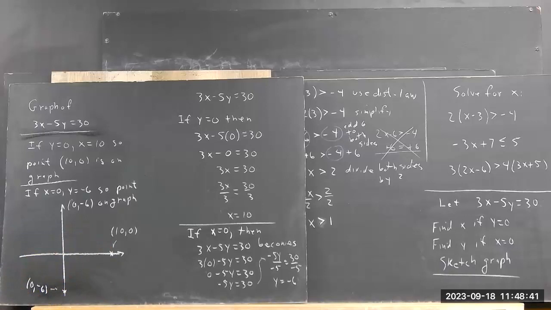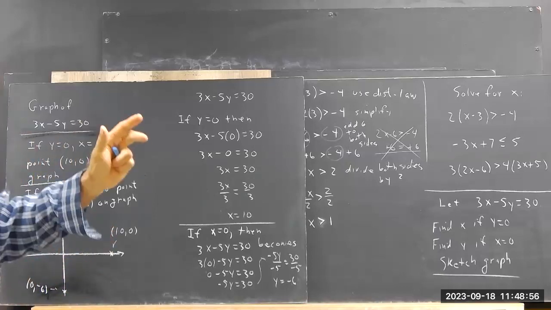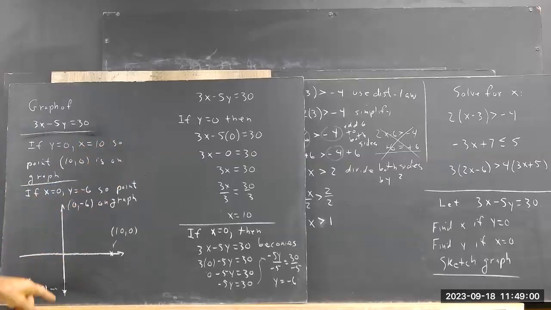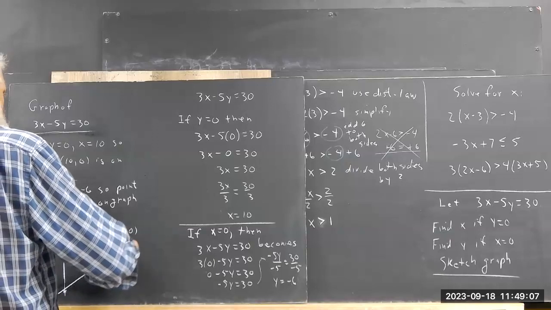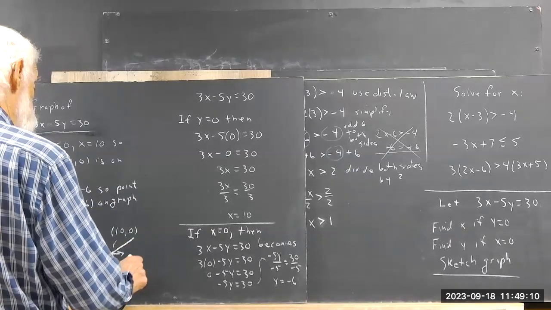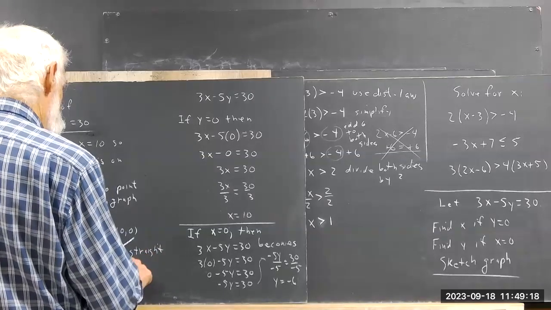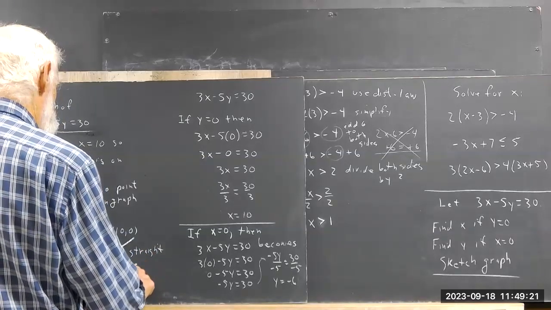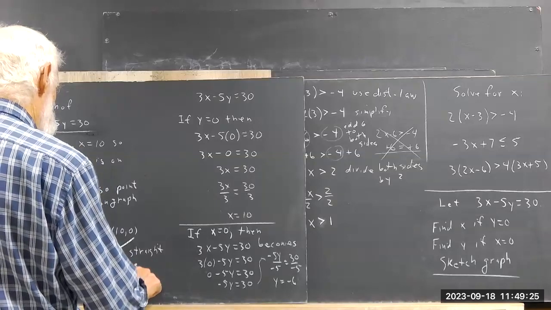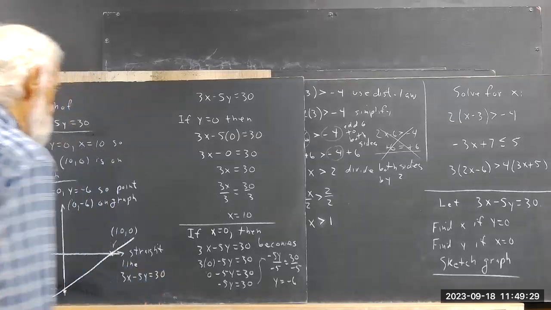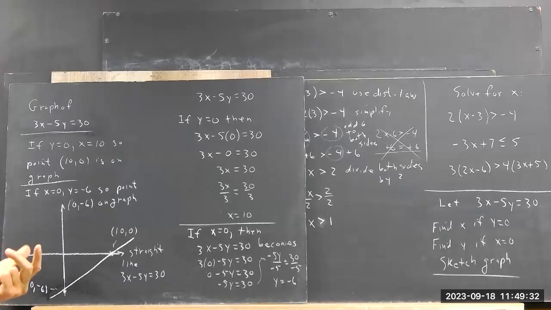Now I've got 2 points on the graph, and it turns out that this is the equation of a straight line. If you do what you did for homework and plug a bunch of x's in and find y, you're going to find that you have a bunch of points that lie along a straight line. Since the line is straight, all we need is these 2 points and we can graph it. So now we simply sketch a line. There's only one possible straight line. It's a straight line for 3x minus 5y equals 30.